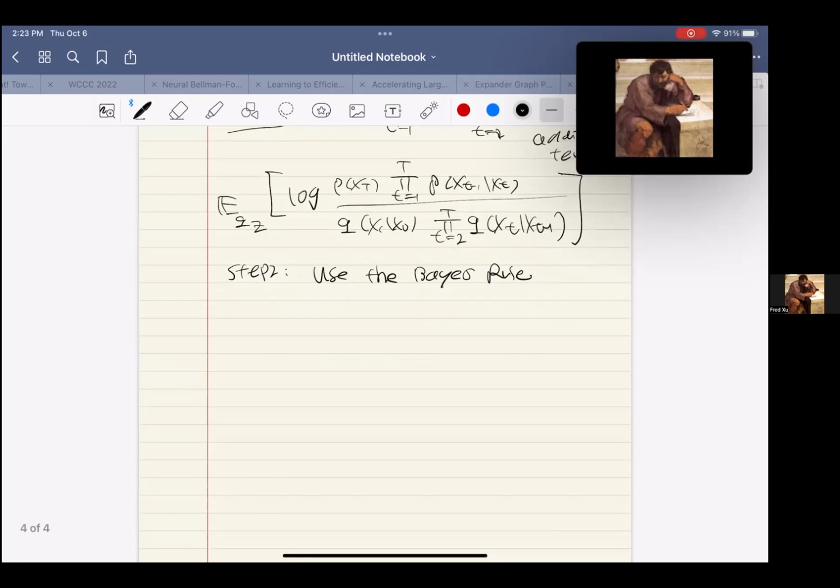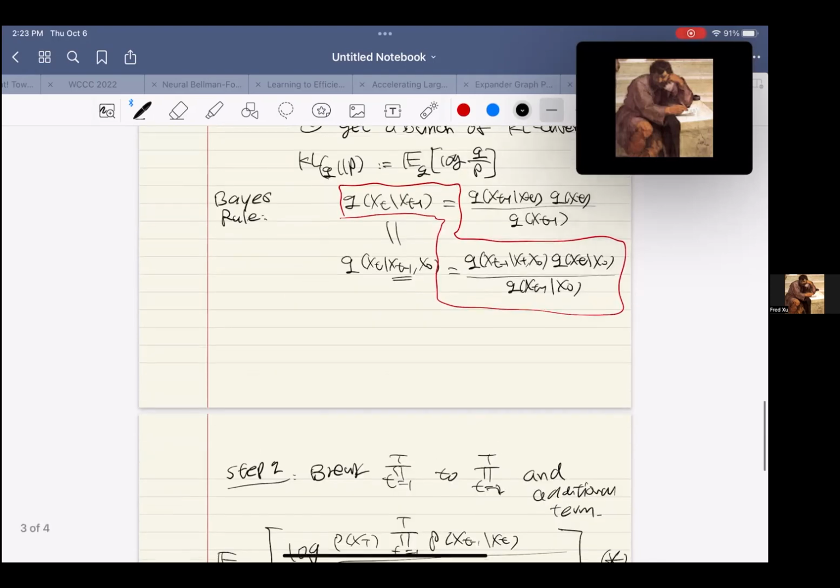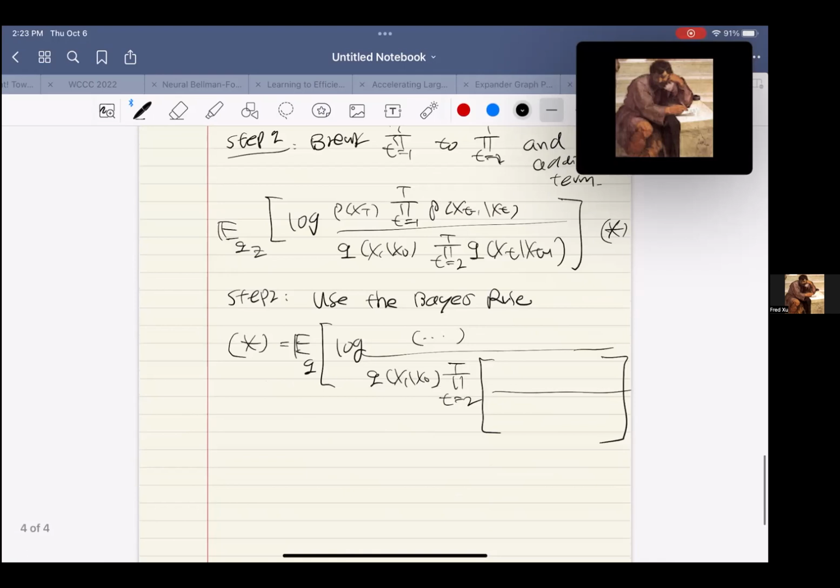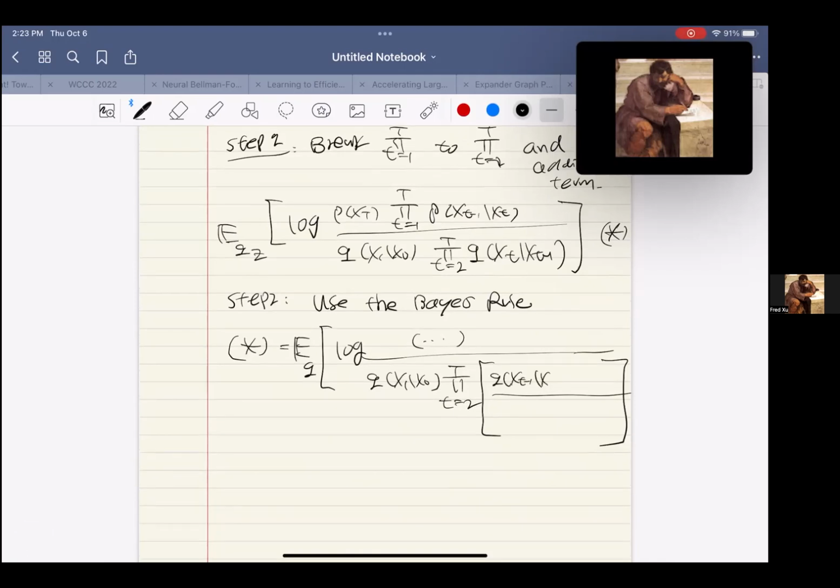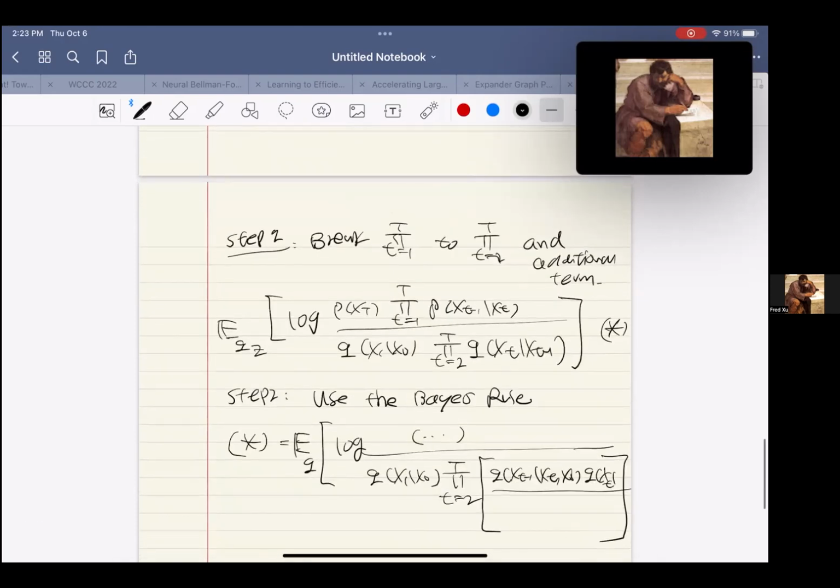So this one here equals the same thing. Let's first just ignore the top part, and we apply the Bayes rule for each of the terms. So what do we have? We have q of x_{t-1} given x_t and x0, times q of x_t given x0, over q of x_{t-1} given x0.